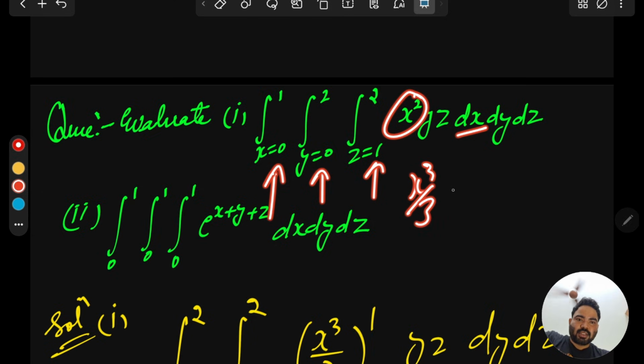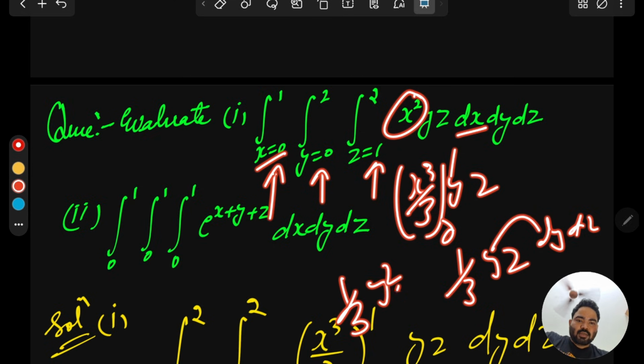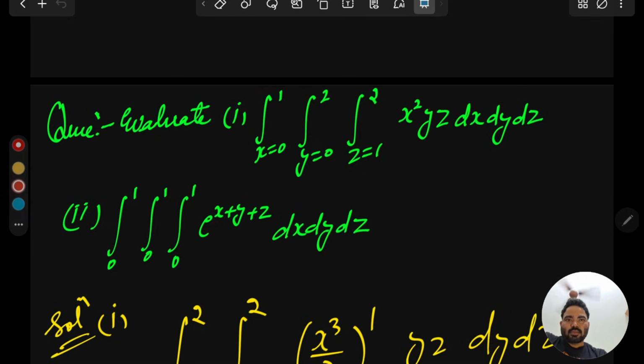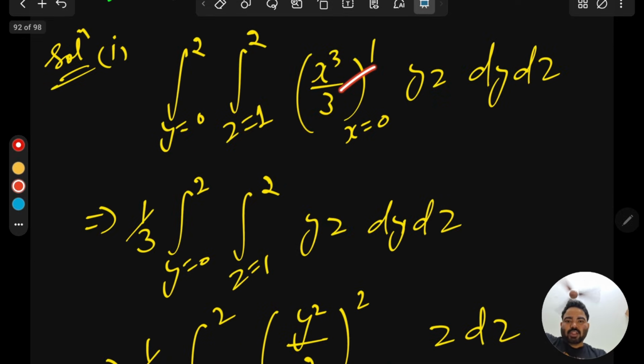So this will give you x cube upon 3, y and z constant, just put the x limit, x limit is 0 to 1. If you put 1, then this will give you 1 by 3 yz. Now just do with respect to y, dy dz, so this will give you 1 by 3 y square upon 2, put the y limit. Again after that z will be left, then you can do it like that only. So see, this will give you x cube upon 3 upper limit, so if you put 1, 1 by 3 will come outside. Now it's left with this.